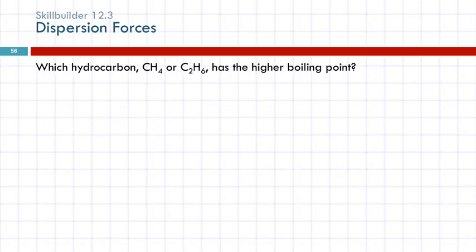A larger atom or molecule is going to have stronger dispersion forces. So here, that one's going to have the higher boiling point because it's larger. They are similar compounds, just carbons and hydrogens. And so what's different between them is this one's larger. The larger one has stronger dispersion forces, so the boiling point is higher.